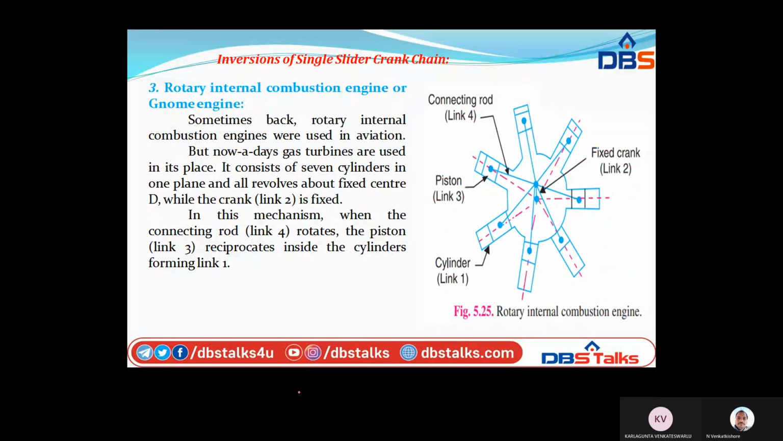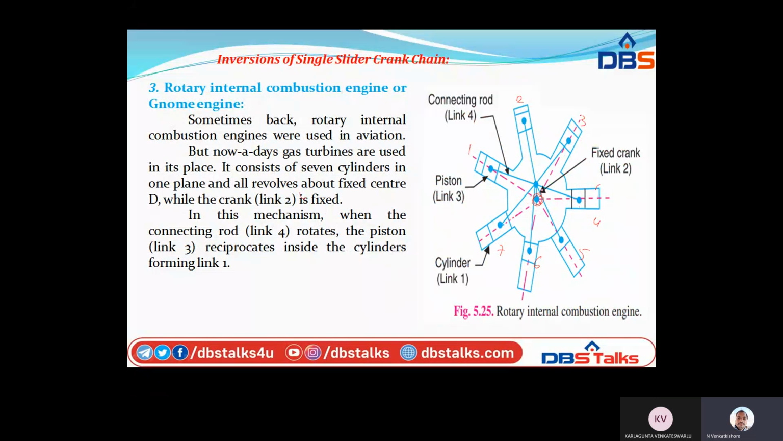It consists of 7 cylinders in one place. If you see the diagram here, 7 cylinders are there: 1, 2, 3, 4, 5, 6, 7. These 7 cylinders revolve about a fixed center. This is called the fixed center D, and the crank 2 is fixed.